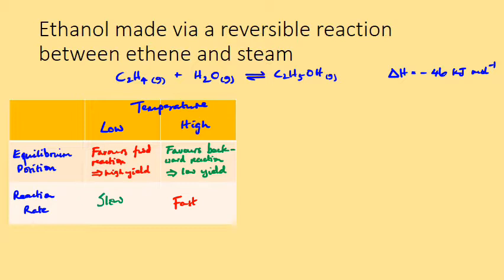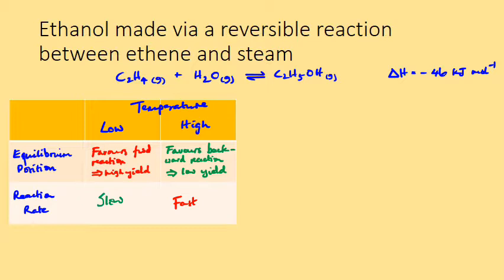The industrial chemists, the chemical engineers are going to want to have high temperature for reaction rate, but they're going to want low temperature for equilibrium position. So there's going to be one temperature, a balance of both factors, so that you're going to get the best amount of ethanol out of that reaction. Okay, so that's one compromise that chemical engineers might have to make.